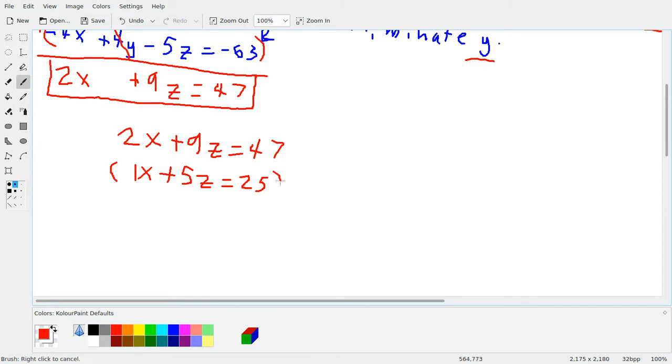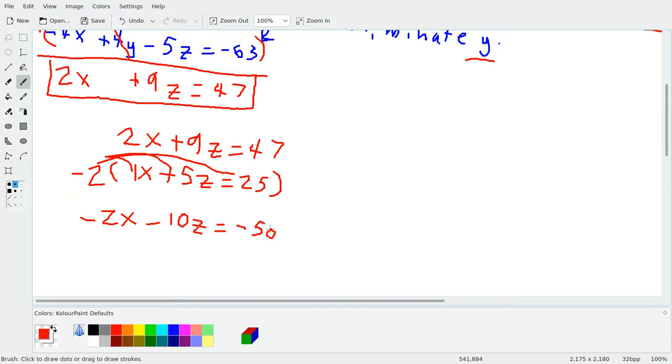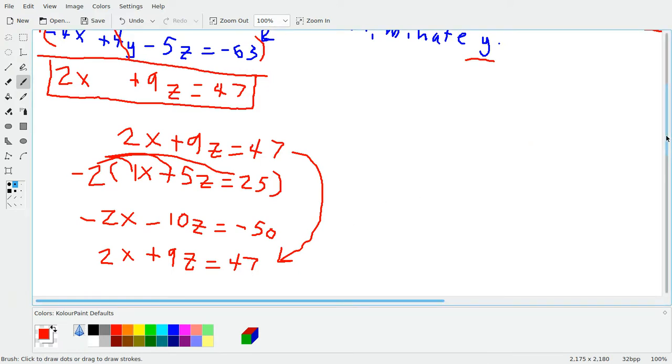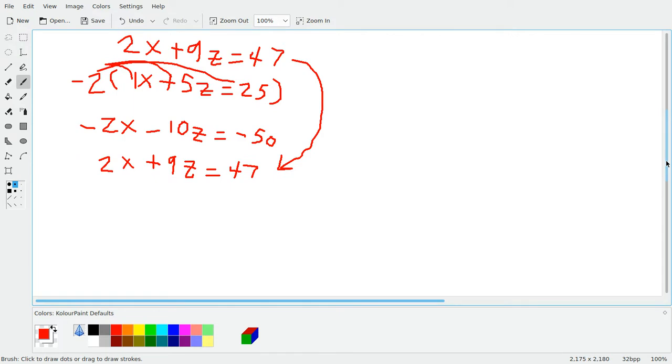Let's multiply the second equation by negative 2. Distribute the negative 2 to all three terms. We get negative 2x minus 10z equals negative 50. To stay organized, let's copy that other red boxed equation down below. 2x plus 9z equals 47. And now, because the x's have opposites in front of them, we are ready to add those two equations together.